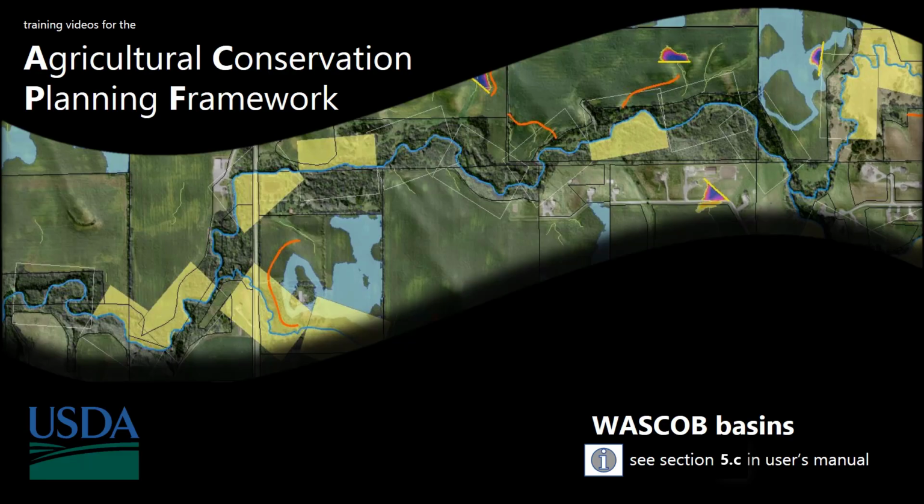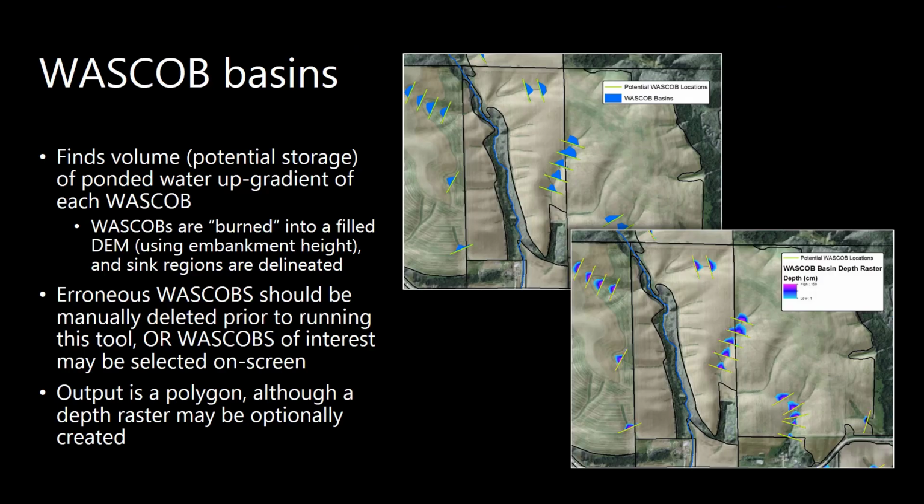In this video, we're going to go over the WASCOB basins tool. The WASCOB basins tool finds the potential storage of ponded up water upstream of each WASCOB. This is done by burning the WASCOB's feature into a filled DEM using that embankment height value, and sink regions are then delineated behind them.